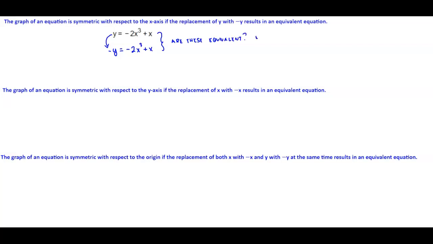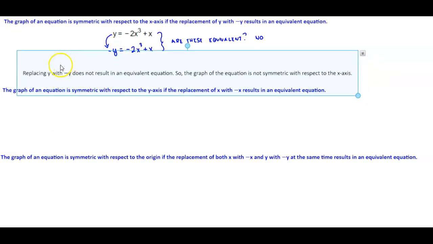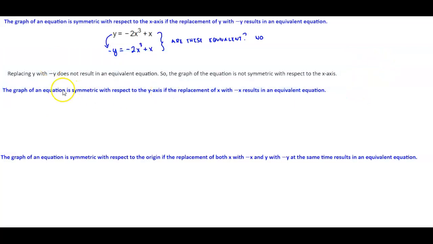Well, the answer is no, because the y here is positive and this one's negative. So what does that mean? That tells us that replacing y with negative y does not result in an equivalent equation. So the graph of the equation is not symmetric with respect to the x-axis. Okay, now let's use that equation again for the second part here.